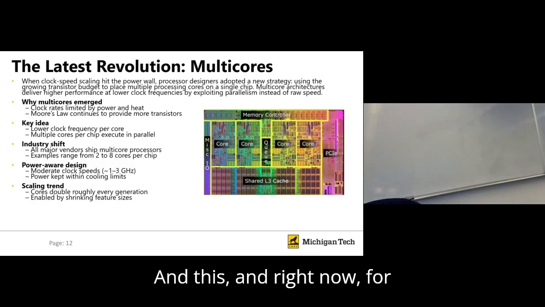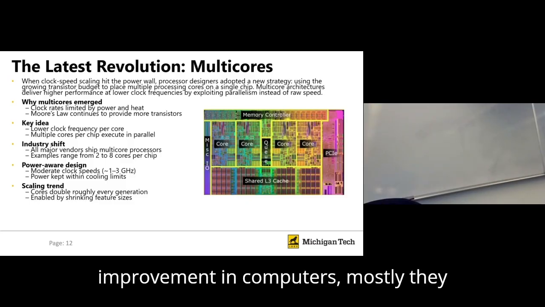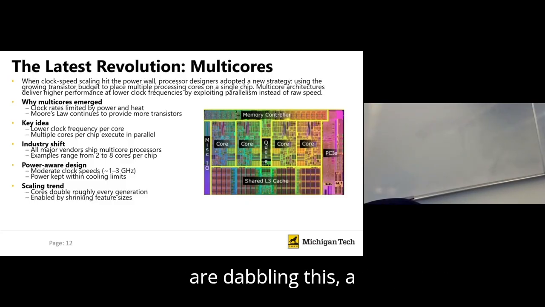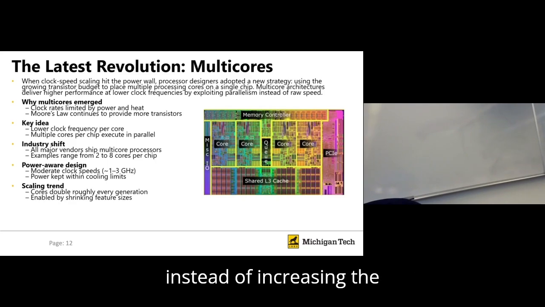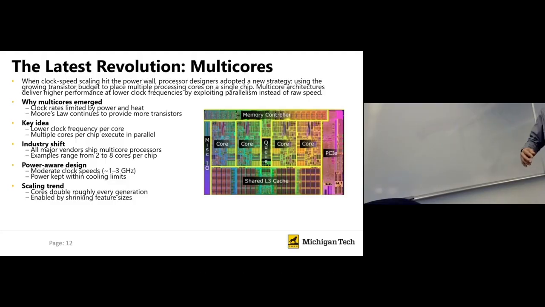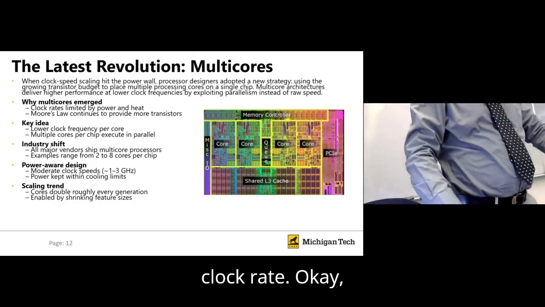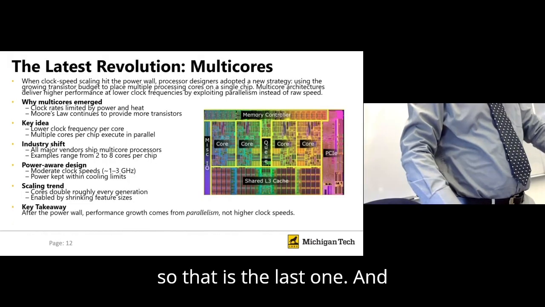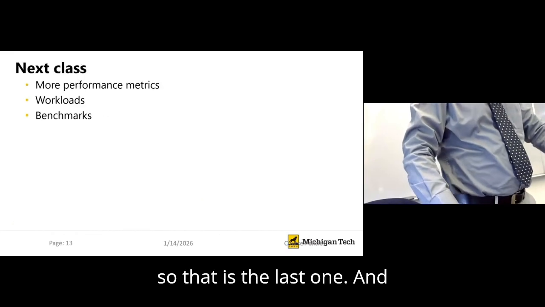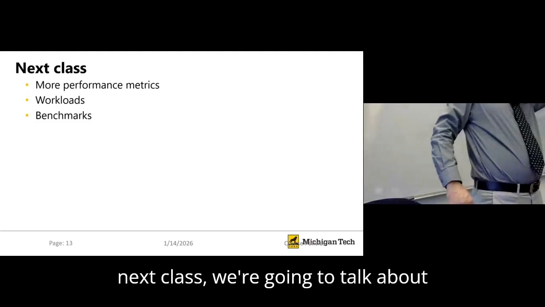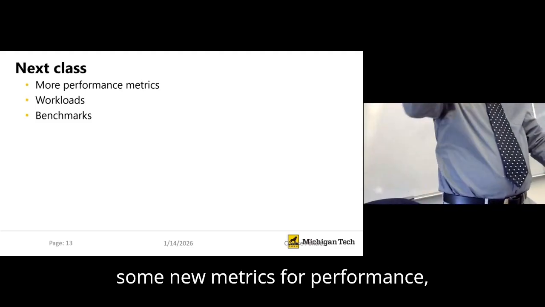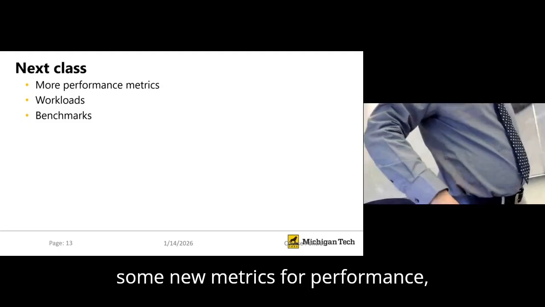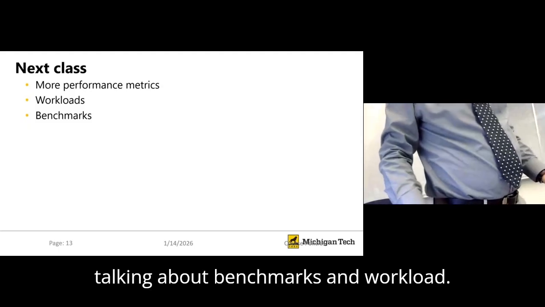And right now, for improvement in computers, mostly they are doubling the parallelism, or doubling the cores, instead of increasing the clock rate. Okay, so that is the last one. And next class, we're going to talk more about performance, some new metrics for performance, talking about benchmarks and workload.